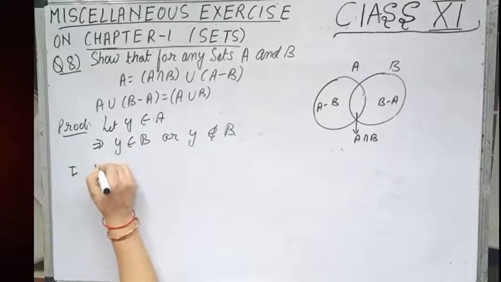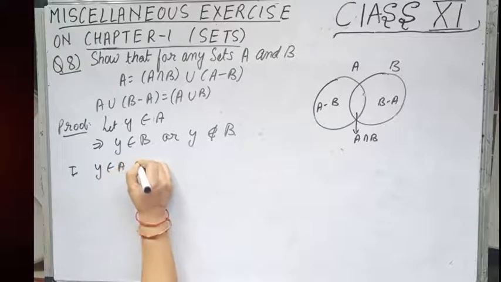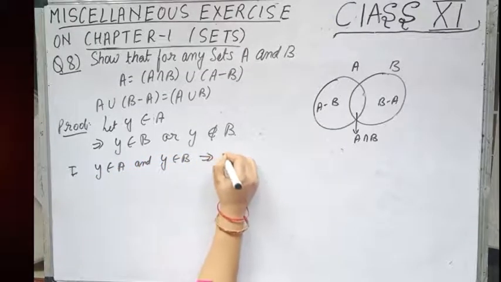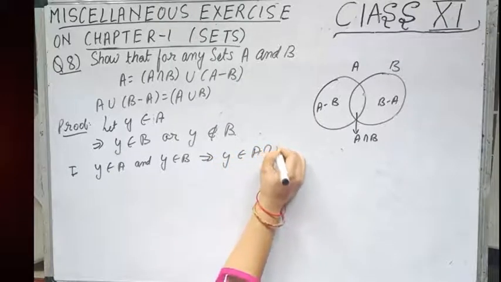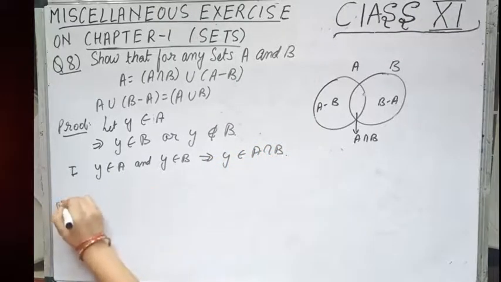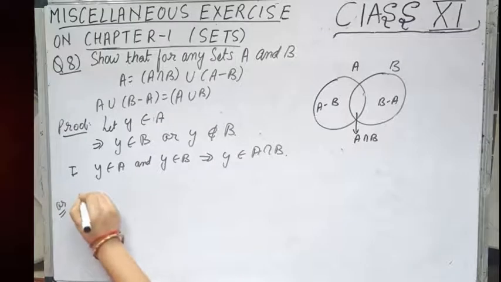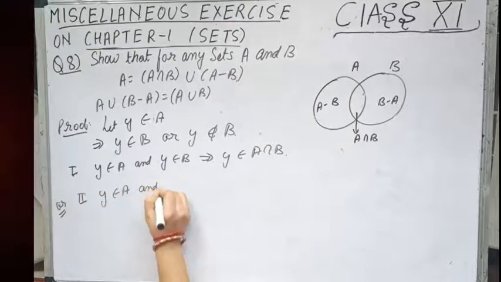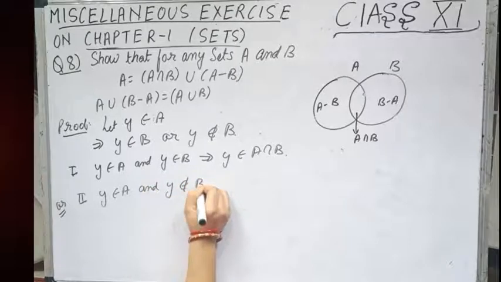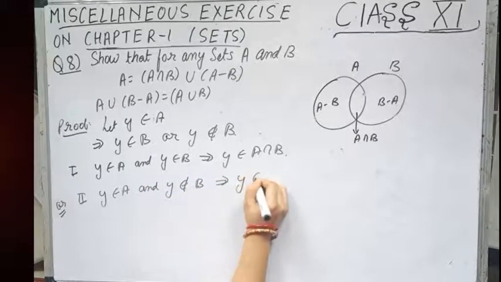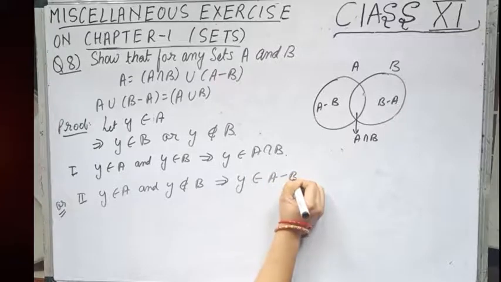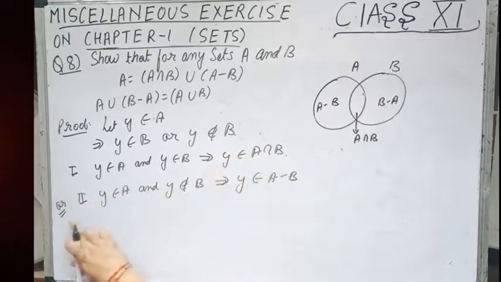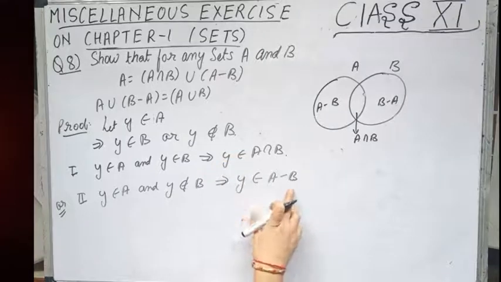Now case 1: y belongs to capital A and y belongs to capital B. This implies y belongs to A intersection B. Now case 2: y belongs to capital A and y does not belong to capital B. This implies y belongs to A minus B. So we have got y belongs to A intersection B or y belongs to A minus B.